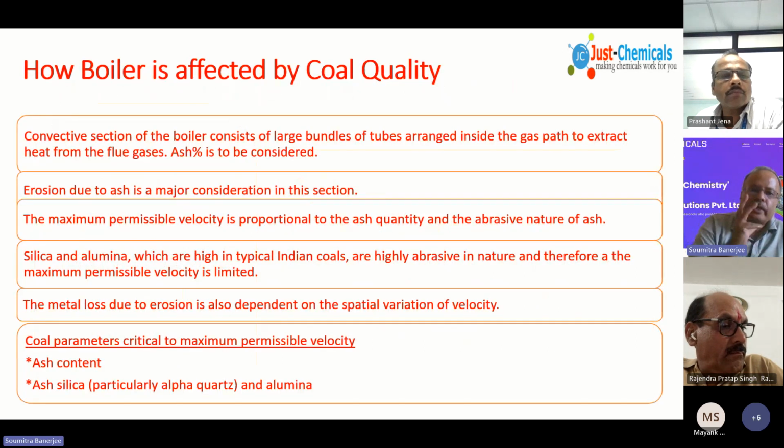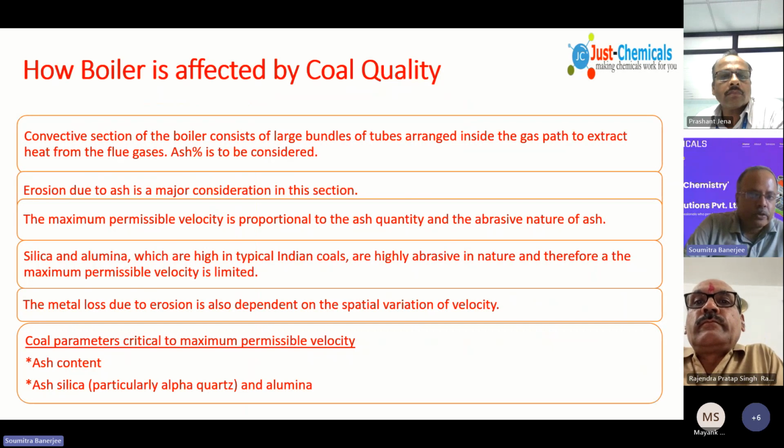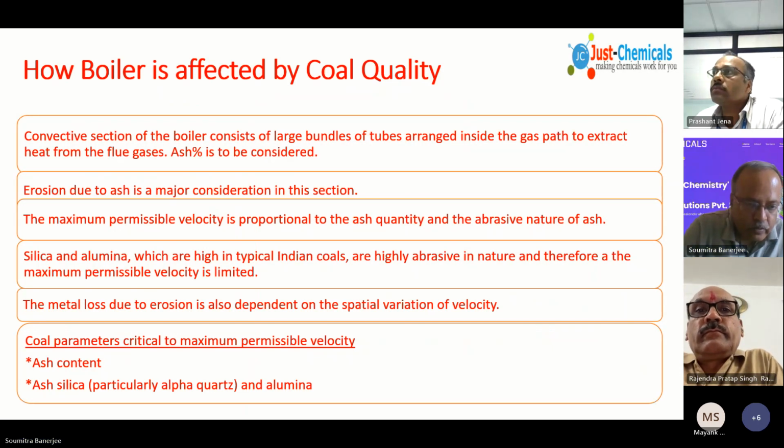Now, how is the boiler affected by coal quality? The convective section of the boiler consists of a large bundle of tubes arranged inside the gas path to extract heat from the flue gas. Ash percentage is to be considered over here. Erosion due to the ash is a major consideration in this section. The maximum permissible velocity is proportional to the ash quantity and abrasive nature of the ash.